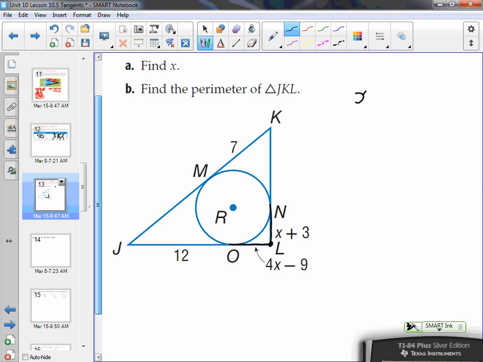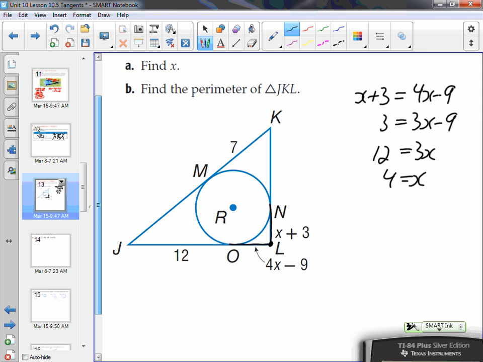Okay? So that means that x plus 3 equals 4x minus 9. And then we solve for x. So that'd be 3 equals 3x minus 9, 12 equals 3x, and 4 equals x. So the answer to A is 4. Now, to get the perimeter, we need to know the length of each side. Believe it or not, not difficult to get. Because look, now that we know x is 4, 4 plus 3 is 7, so the length from N to L is 7. So the length from L to O is also 7, right?